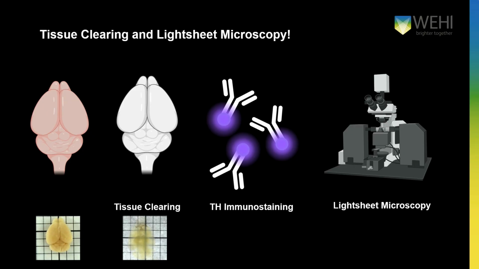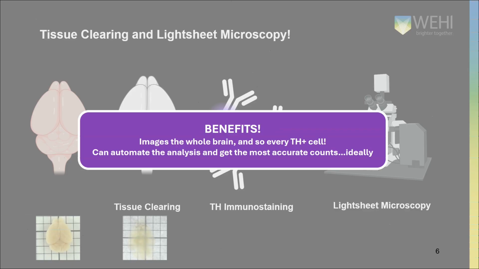The light sheet microscope is really, really cool because it allows you to image entire organs rather than thin sections, which is what most microscopes normally do. The benefit of this is that we image the whole brain, so we're also imaging every single positive cell. And hopefully we'd be able to automate the analysis so that we can get the most accurate counts, ideally.